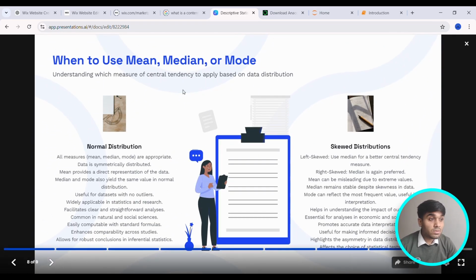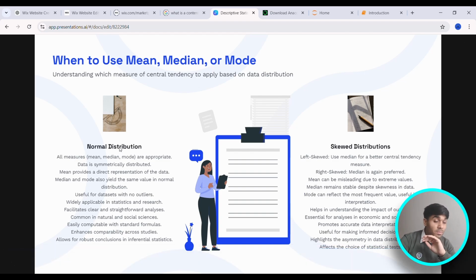And when do we use mean, median and mode? Whenever we have a normal distribution, in the middle, mean, median and mode are going to be the same. What is mode? Mode is nothing but the highest frequency, right? The median is the central value, and the mean is the average. Whenever we have a bell curve, everything is in the middle, right? That's why mean, median and mode are actually going to be the same.